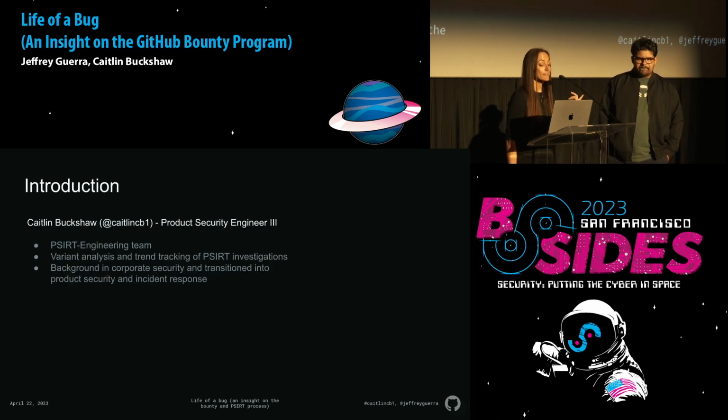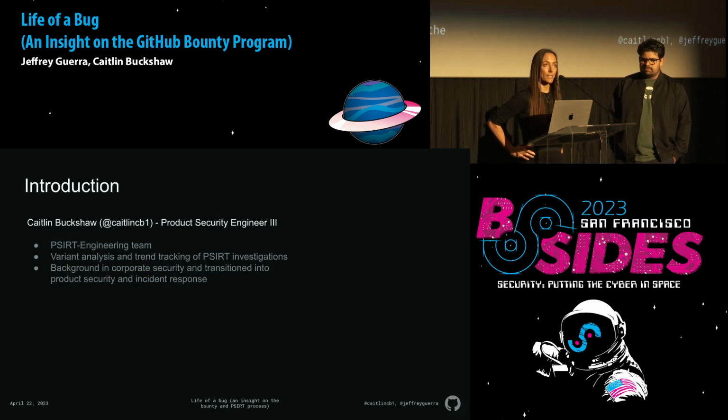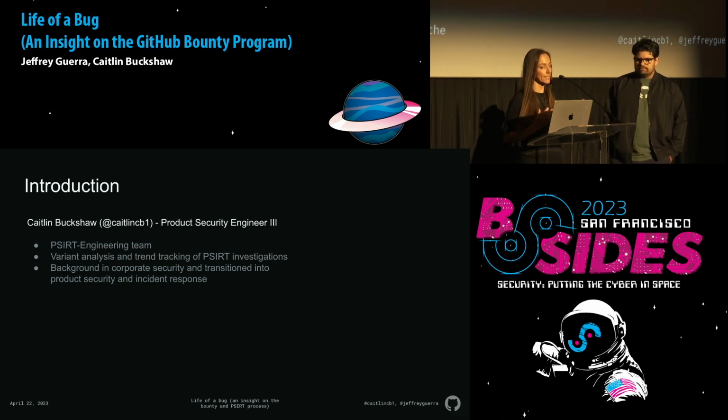So my name is Caitlin. I am a product security engineer with GitHub. I lead our PSIRT engineering team, which is a subset of PSIRT, where we dive into more data-driven metrics of our investigations, digging into variant analysis, trend tracking, really diving into the pain points of what we're seeing across PSIRT. My background is in corporate security, moved into product security and incident response when I came on board with GitHub about 2 years ago.